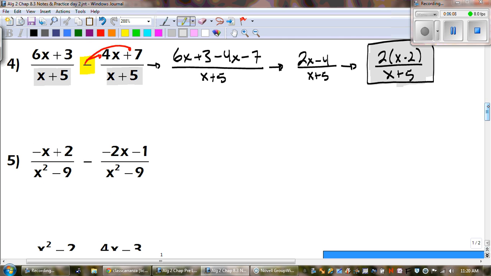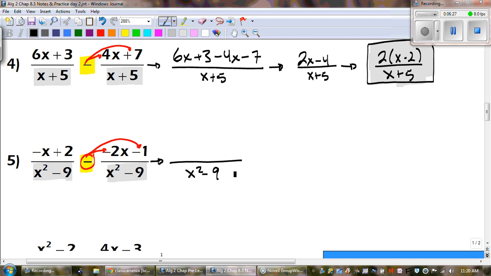All right, number 5. Do we have the same denominator? Yep. And what operation do we have? Ooh, subtraction. All right, so to make sure we distribute that to everything, our denominator stays the same at x squared minus 9. Okay, and I'm just going to rewrite this. I've got a lot of negatives, and I want to make sure everything changes the way it should be. A negative times a negative makes that a positive 2x and a positive 1.